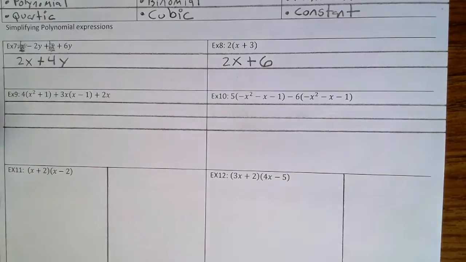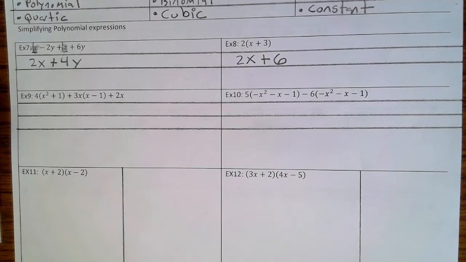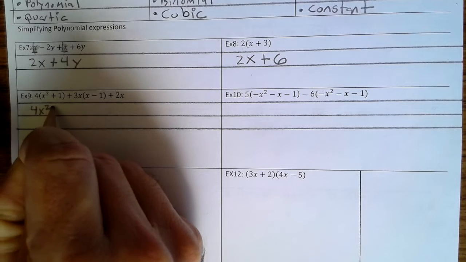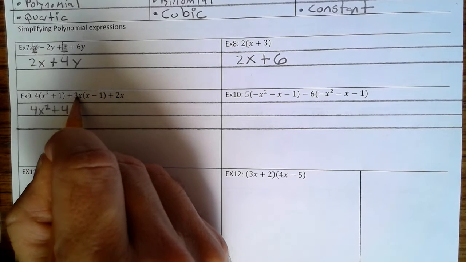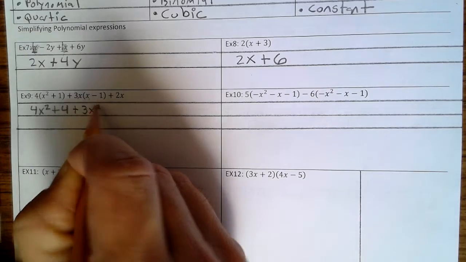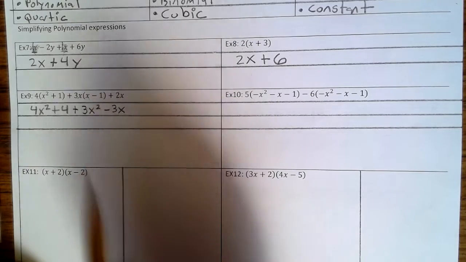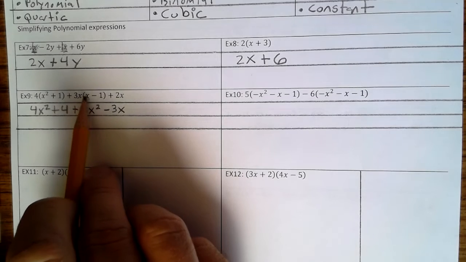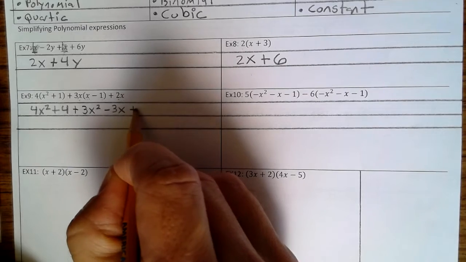Okay, let's take a look at example 9. Again, step 1, we're going to distribute to remove parentheses. So 4 times x squared is 4x squared, plus 4 times 1 is 4, plus 3x times x is 3x squared, and 3x times negative 1 is negative 3x. Now wait a second, be careful. You only multiply 3x by what's inside the parentheses. Since 2x is not inside the parentheses, you don't multiply it, so it's just plus 2x.